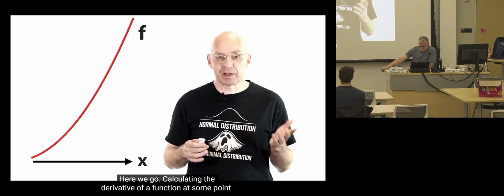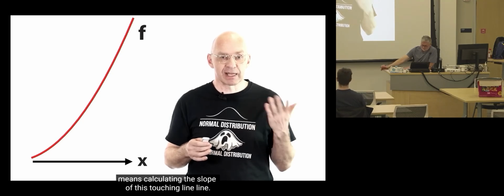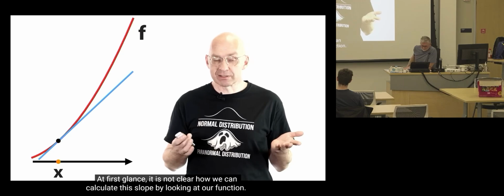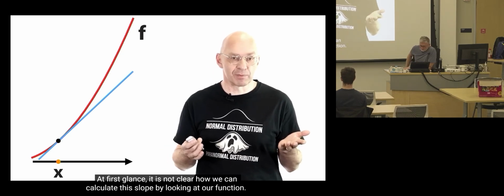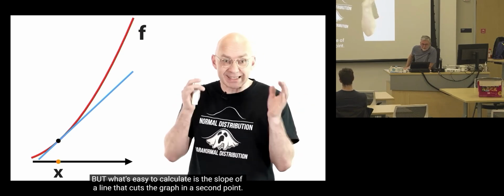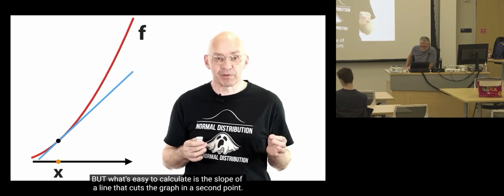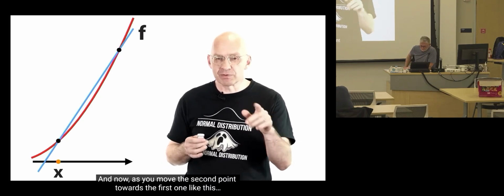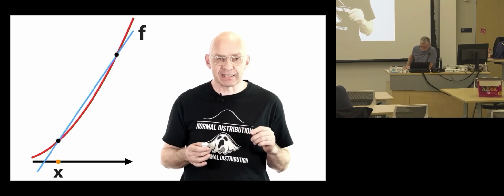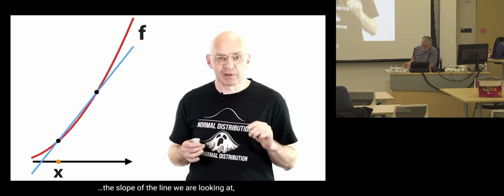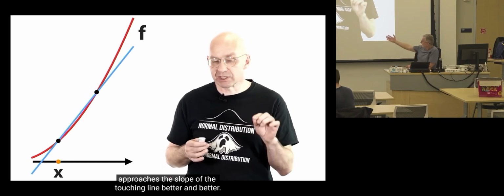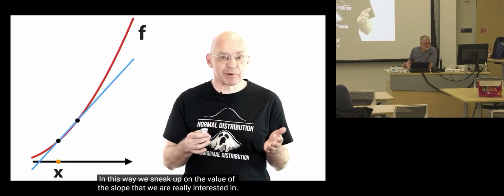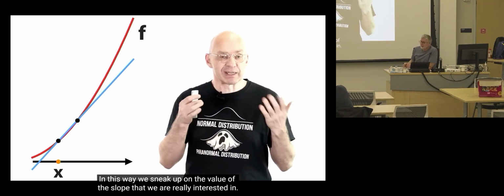Calculating the derivative of a function at some point means calculating the slope of this touching line. At first glance, it's not clear how we can calculate the slope by looking at our function, but what's easy to calculate is the slope of a line that cuts the graph in a second point. Secant. And now, as you move the second point towards the first one like this, the slope of the line we're looking at approaches the slope of the touching line. In this way, we sneak up on the value of the slope that we're really interested in.